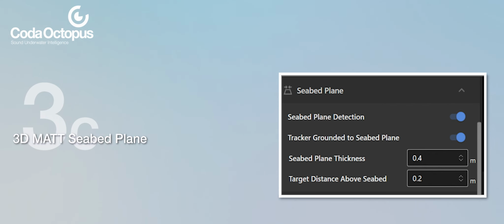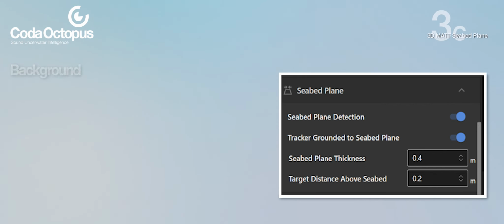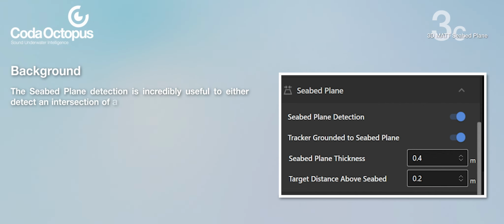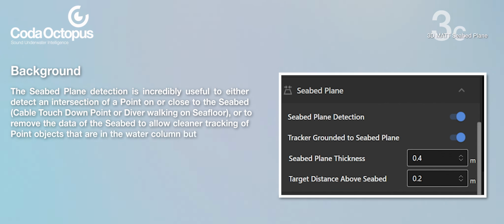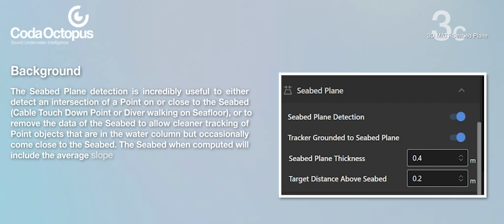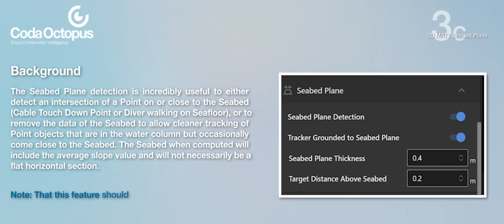3D Matte Seabed Plane. The seabed plane detection is incredibly useful to either detect an intersection of a point on or close to the seabed cable, touchdown point, or diver walking on seafloor, or to remove the data of the seabed to allow cleaner tracking of point objects that are in the water column but occasionally come close to the seabed. The seabed, when computed, will include the average slope value and will not necessarily be a flat horizontal section. Note that this feature should only be used when the seabed is visible in the Echoscope scene.